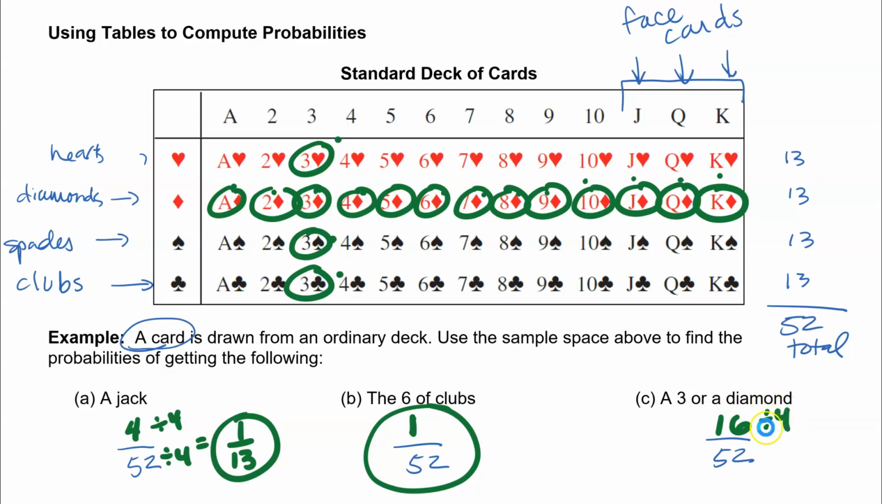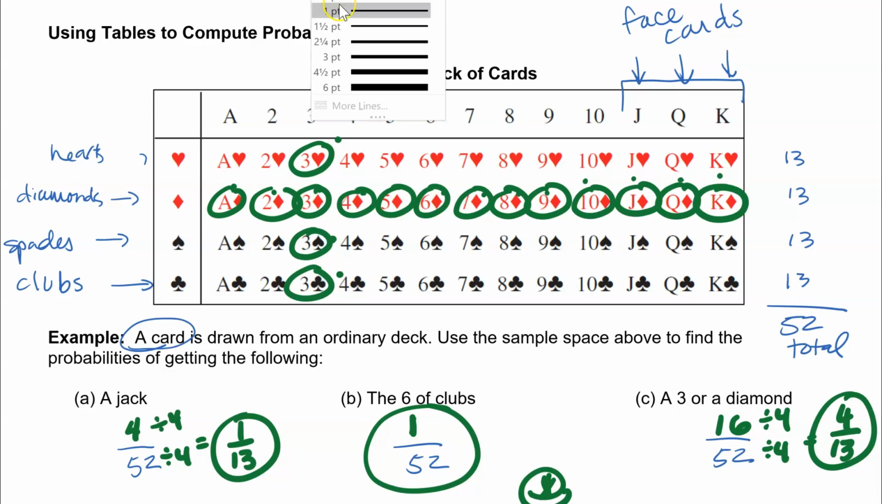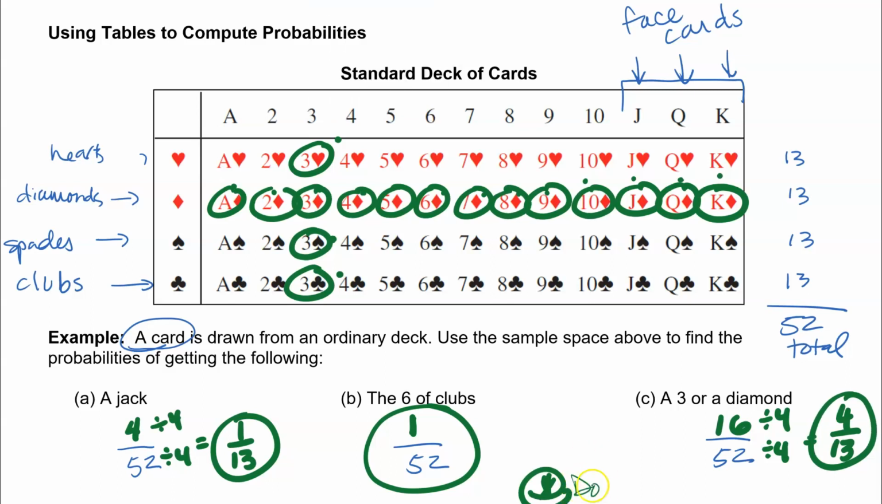And then those 2 numbers are both divisible by 4. So that gives us a fraction of 4 out of 13. So I'm just going to write a note here. Let me just get this thinner. So don't double count the 3 of diamonds. Okay.